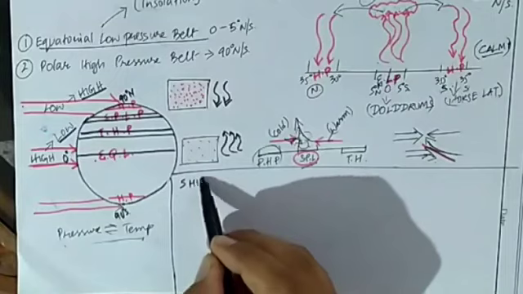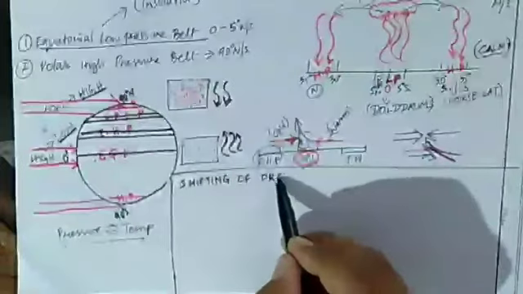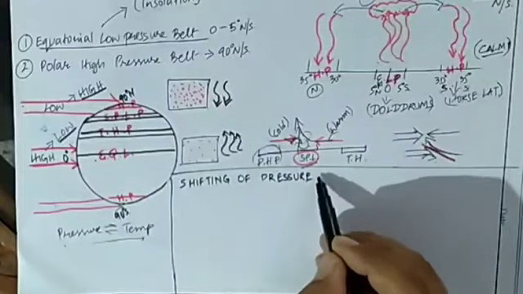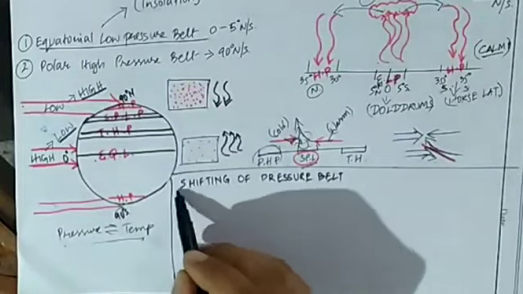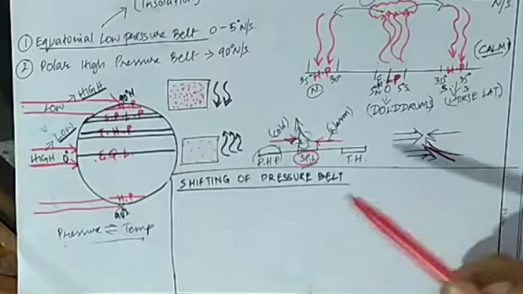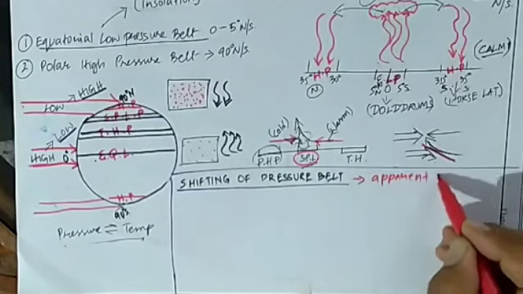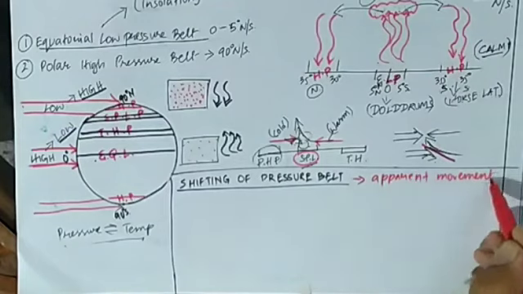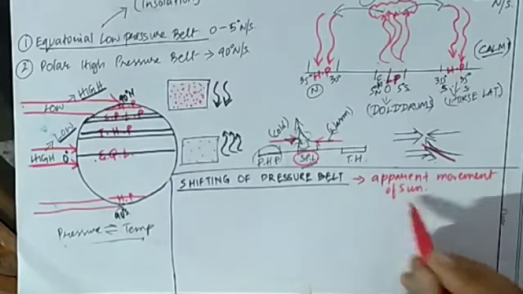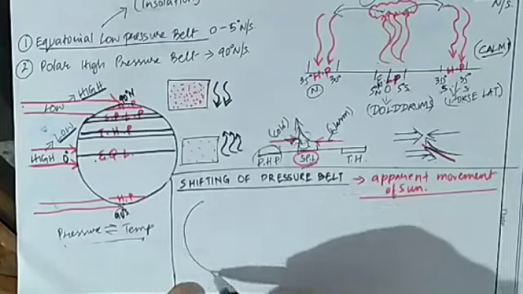So these are the different factors for the formation of the low pressure or high pressure belts globally. Now we are going to discuss another topic, that is the shifting of the pressure belts. Those pressure belts are again not fixed or stationary. They also shift towards the north and the south, under the apparent movement of the sun. Now I hope you people remember the apparent movement of the sun, isn't it?